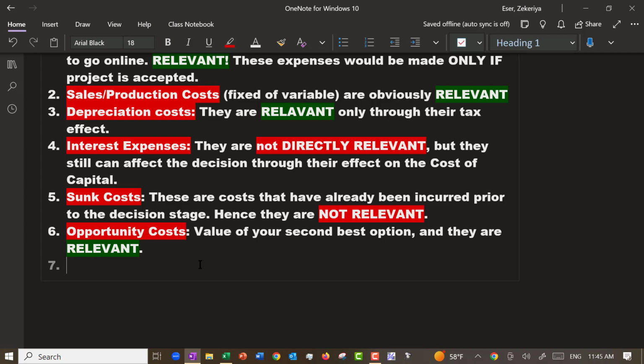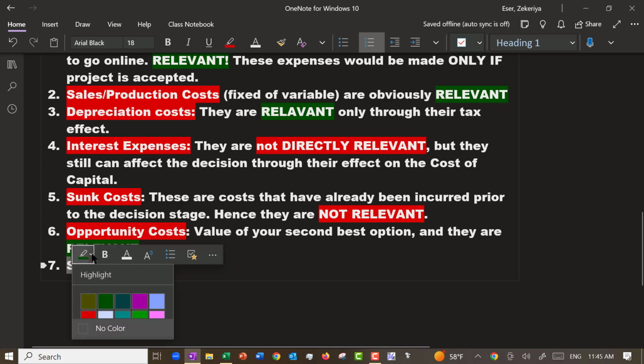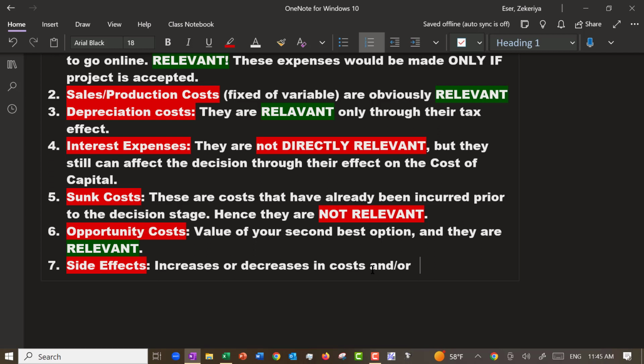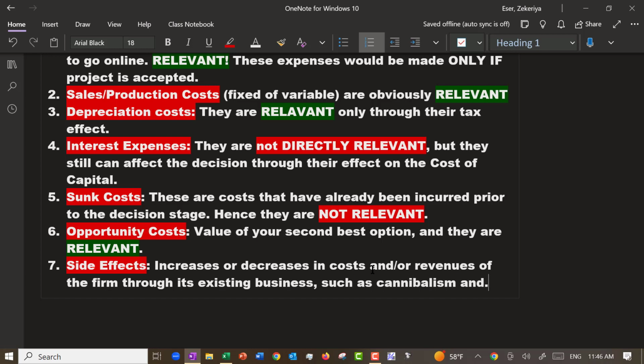So-called side effects. These are increases or decreases in costs and/or revenues of the firm through its existing business. Such as cannibalism and/or so-called cross-market selling.